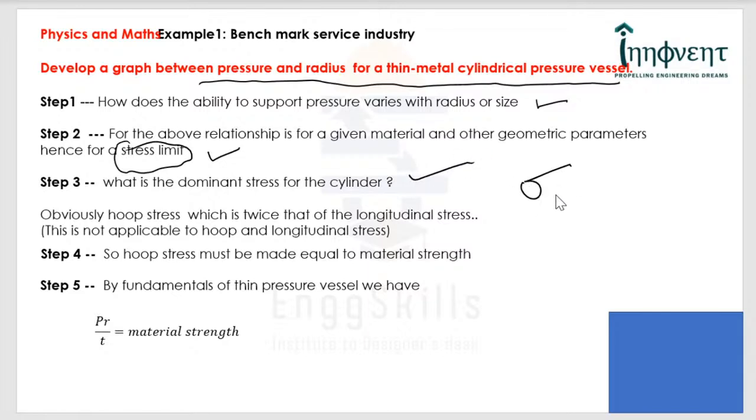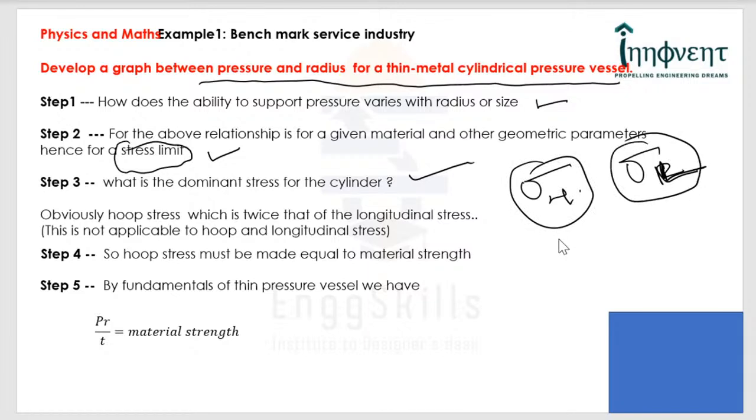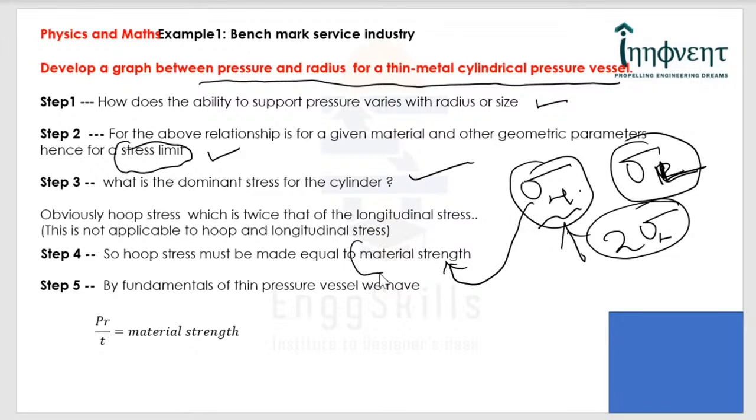There are two stresses. One is the hoop stress and the other, the longitudinal stress. And out of these two stresses, obviously we know that the hoop stress is dominant. That is, it is twice that of the longitudinal stress. Now, therefore, if I am talking about the stress limit, it is the hoop stress that has to be limited, and obviously it is limited by the material strength, because a material can withstand certain amount of stress, and here I am talking about hoop strength.